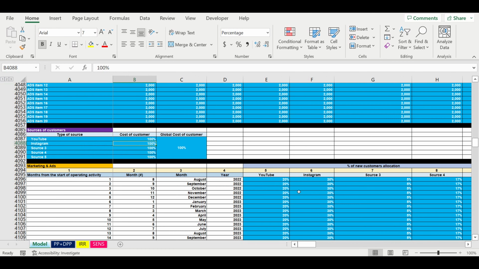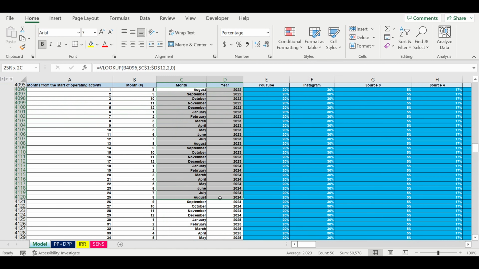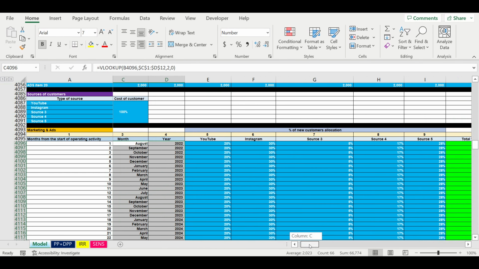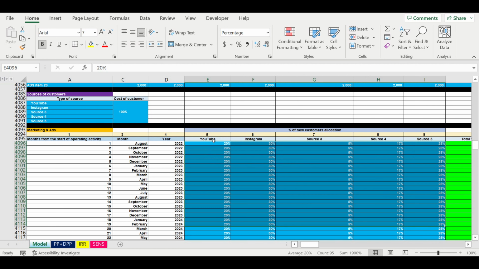Then what do we do after? Here we have the operating activity months, and from left to right we can see the names of the sources from which the customers come to our project, and we allocate 100% of our customers through all these sources.